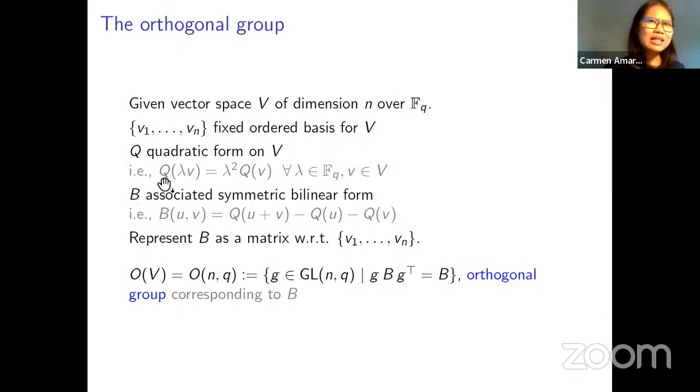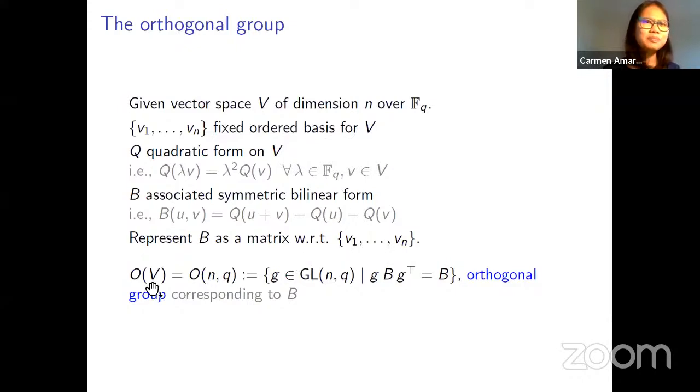If you have such a quadratic form, we can obtain an associated symmetric bilinear form, B. So this is a map from ordered pairs of vectors to the underlying field, satisfying the condition that B of U, V is equal to Q of U plus V minus Q of U minus Q of V. We can represent this bilinear form as a matrix with respect to our fixed ordered basis V1 up to Vn.